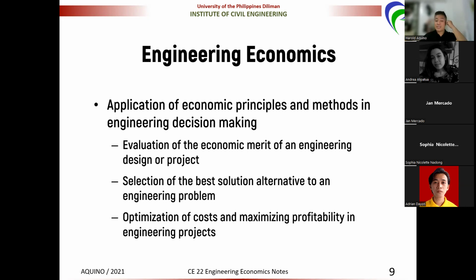So examples. Una, evaluation of the economic merit of an engineering design or project. So is a project worth undertaking? We should be able to answer that using engineering economics. Secondly, selection of the best solution alternative to an engineering problem.